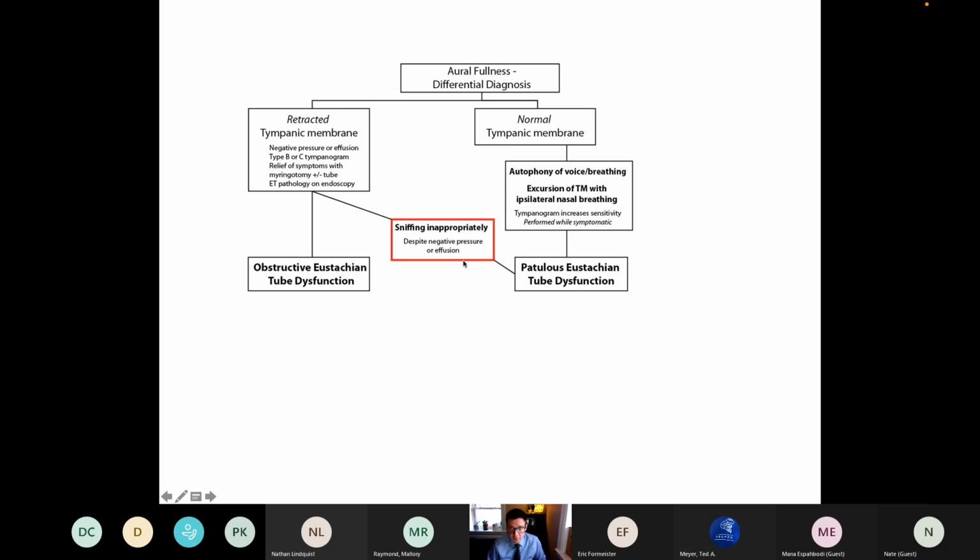And then something I really want to teach you guys about is the sniffers. You will see people in your clinic who are sniffing frequently, and they often say, well, it makes my ears feel better. This can be confusing because these people can be patulous, and in fact, probably are patulous, but will have a retracted eardrum, so you'll think that's an obstructive problem. So why are they sniffing?